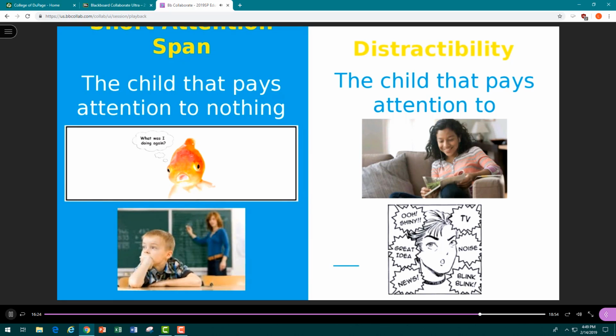Okay, so there's a couple things here about distractibility and attention span. Looks like we lost part of our slide there. But attention span, the child pays attention to nothing. They have this short attention span, they pay attention to nothing. Good picture that Rachel has put in here, the young man down below looking away when the teacher's teaching. Distractibility, the child pays attention to everything. And that's a problem as well. So we sometimes think that attention span and distractibility are one and the same, but they're not. Look at the difference between them. Attention span, the child pays attention to nothing. Distractibility, the child pays attention to everything.